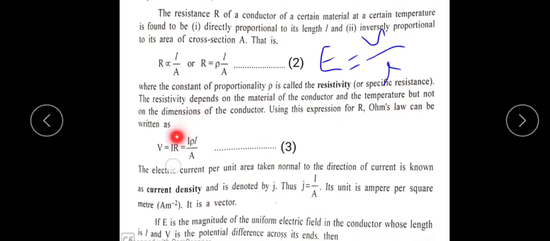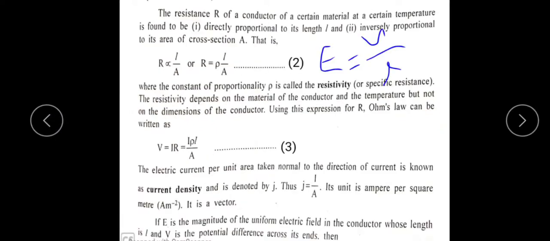Instead of V, we can write this value, I rho L divided by A. So E L keep as it is. Instead of V, we need to write I rho L divided by A. After that, there are some terms here. That is one more term, one more definition is there.